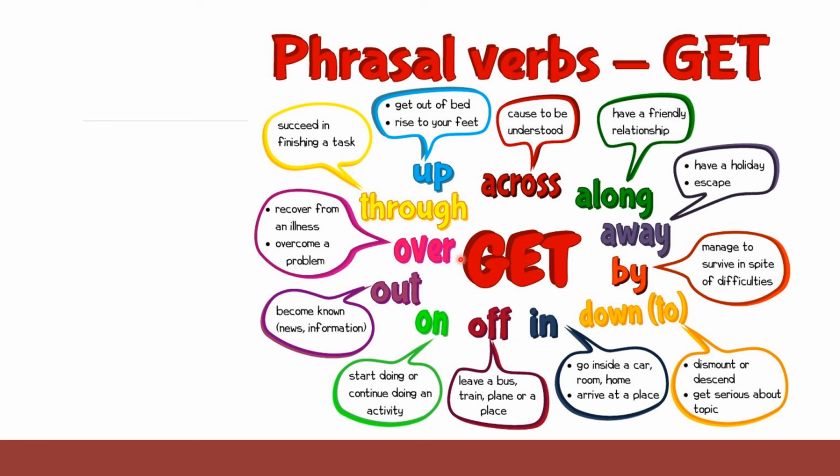Here we can see another example, the particles that we can use with get to form different phrasal verbs. For example, get up. What is the meaning of get up? It means to get out of bed or rise to your feet. Get across. It means that you cause to be understood. Get along. Have a friendly relationship. Get away. Have a holiday or escape. Get by. Manage to survive in spite of difficulties. Get down to. Dismount or descend or get serious about a topic.